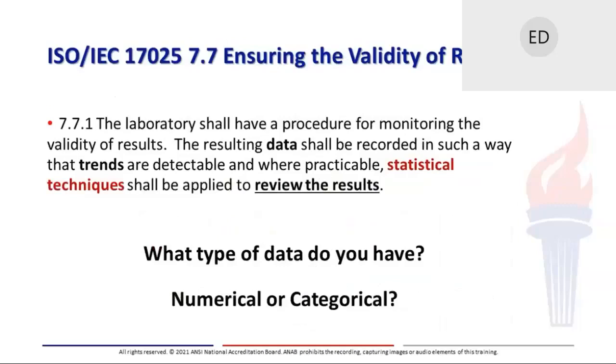There are additional requirements in 17025 in 7.7 that talks about ensuring the validity of results. And for ensuring the validity of results, it says the lab shall have a procedure for monitoring the validity of results, and the resulting data shall be recorded in such a way that trends are detectable, and where practicable, statistical techniques shall be applied to review the results.